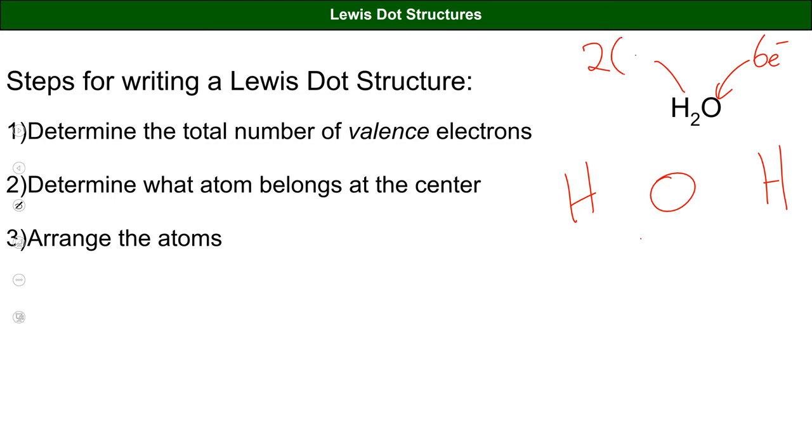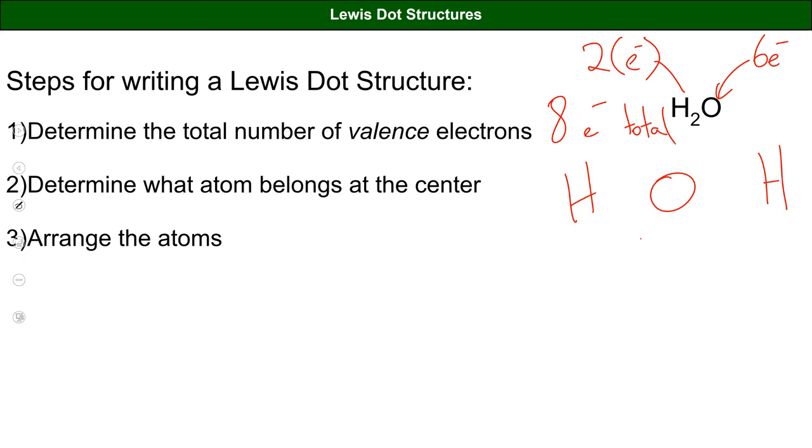There's two hydrogens and they each bring one electron. So that gives us a total of 8 valence electrons. I'm going to write total, but I just remember that means we're not considering the core electrons. Anything in the 1s orbital for oxygen, we're ignoring.